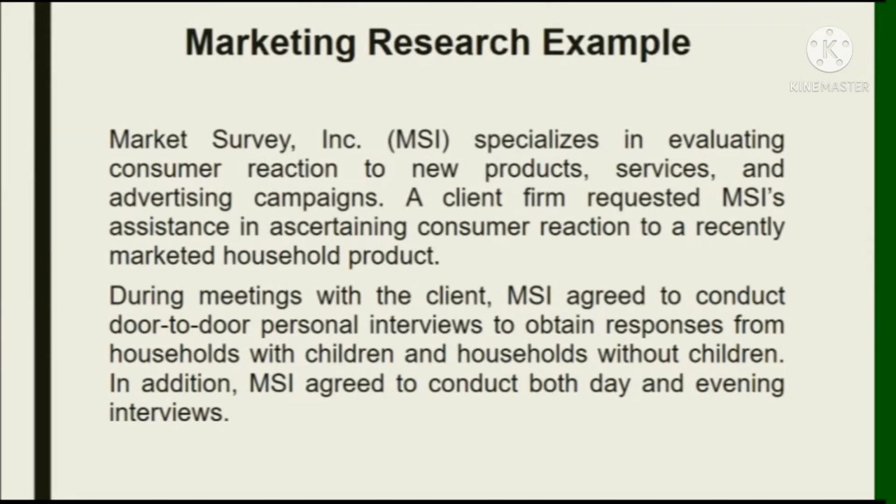Example, Market Survey Inc. specializes in evaluating consumer reactions to new products, services, and advertising campaigns. A client firm requested MSI's assistance in ascertaining consumer reactions to a recently marketed household product. During meetings with the client, MSI agreed to conduct door-to-door personal interviews to obtain responses from households with children and households without children. In addition, MSI agreed to conduct both day and evening interviews.